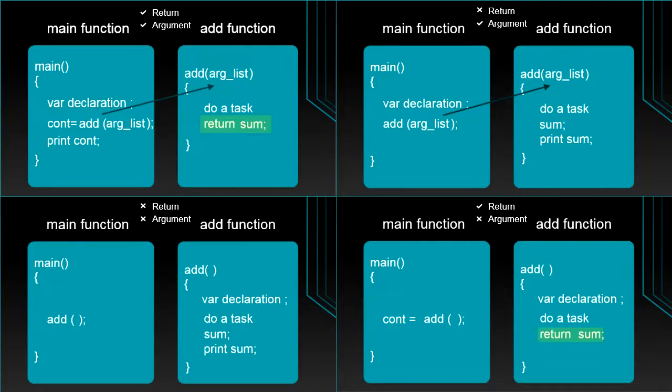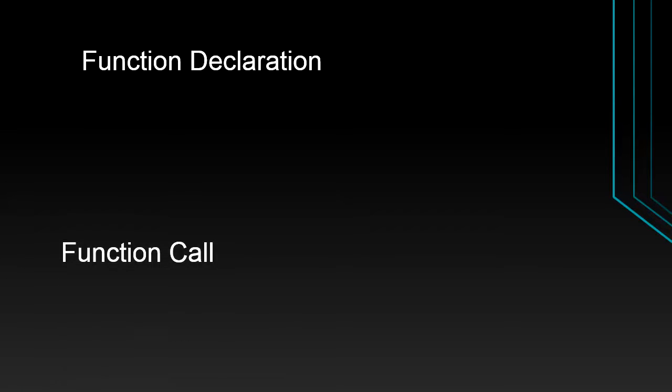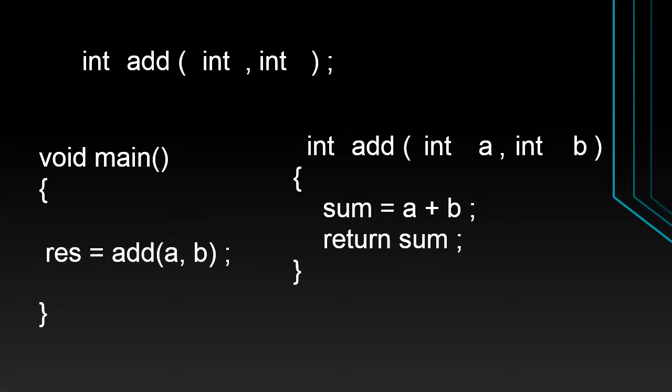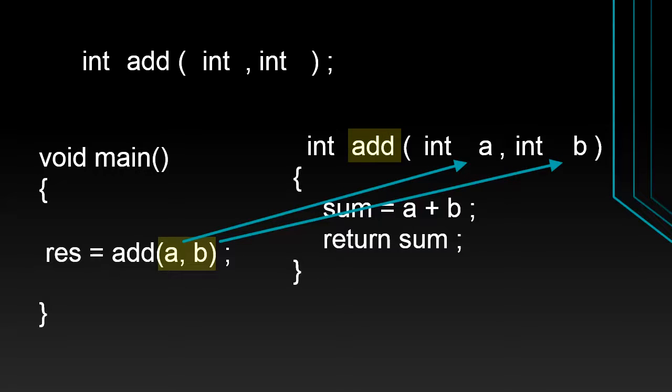Now, since you know the concepts of passing a parameter and returning a variable, let me explain to you how to write the function declaration, function call, and the function definition. Suppose a and b are the two variables that I want to add. So I'm passing them to the add function.